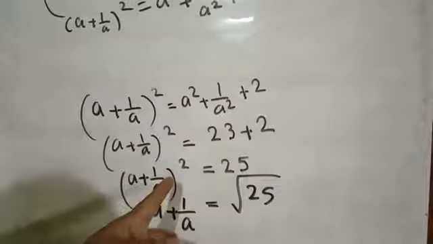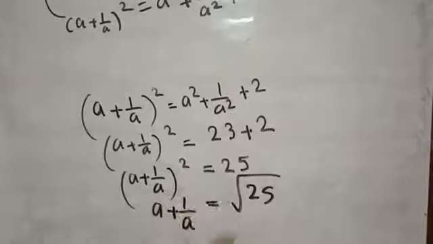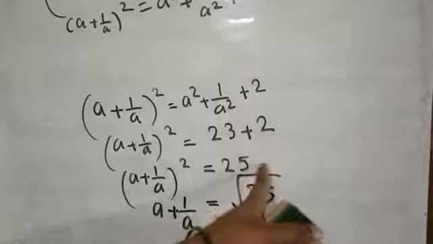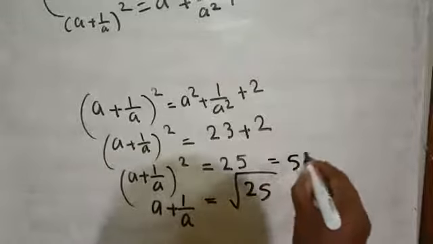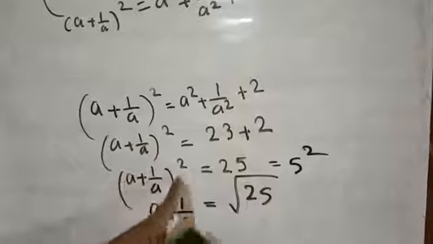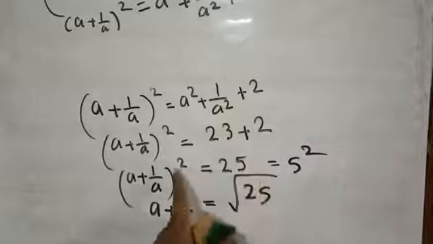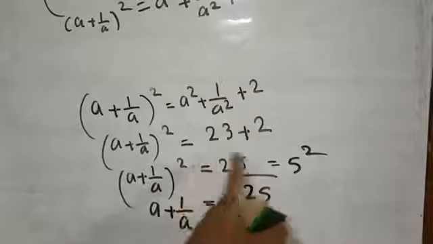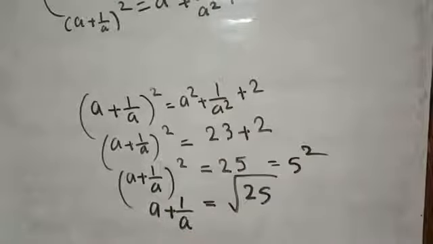On the LHS, one square is there. How to eliminate this square? By taking the square root on both sides. Okay. That is, a plus 1 by a the whole square is, otherwise, we can write 25 as 5 square. Instead of 25, you can write a plus 1 by a the whole square is 5 square. Then this square and this square get cancelled. So a plus 1 by a is equal to root 25.